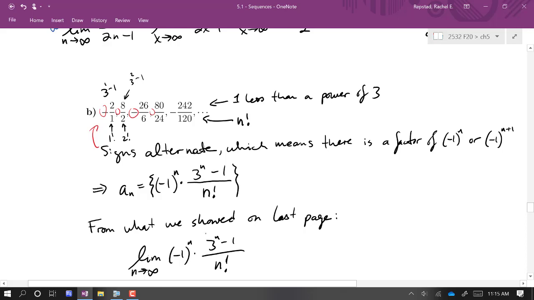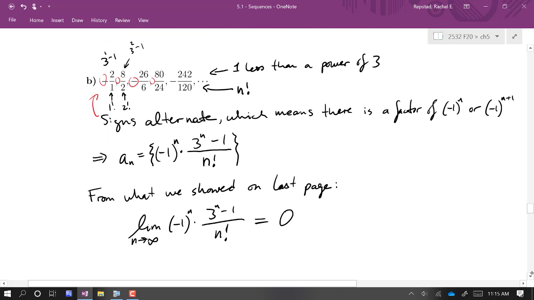That just affects the sign. We know that factorial growth outpaces exponential growth. So, and it outpaces it by a lot. So this limit is 0, which means it converges.